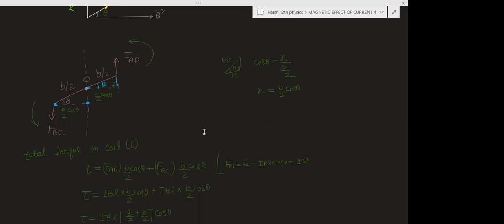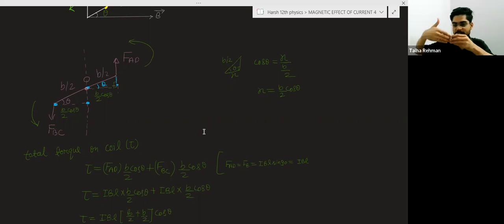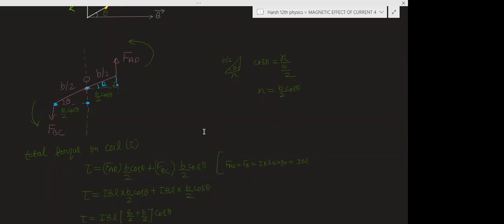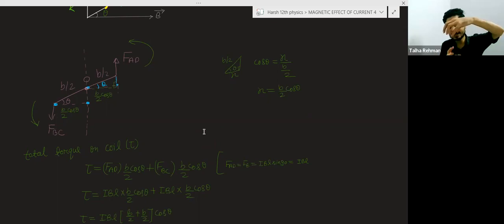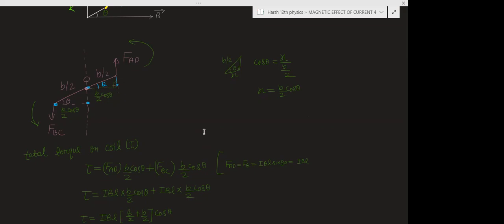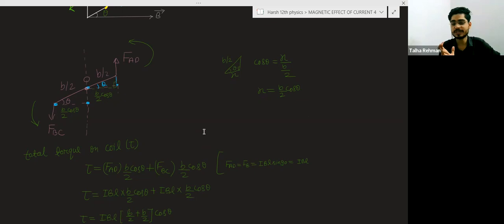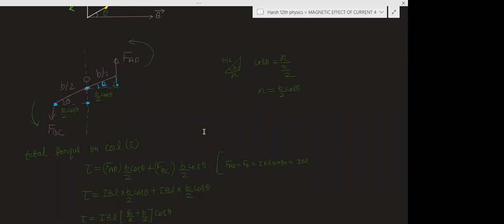We will study that in detail, but there will be a coil between the two magnets, and that coil is directly or indirectly connected with the spring. So when the coil rotates, there will be some torsion in the spring, means the spring will also rotate like this. But this spring has some torsional constant, so it will try to oppose the motion of the coil. The coil will go like this, the spring will say like this.